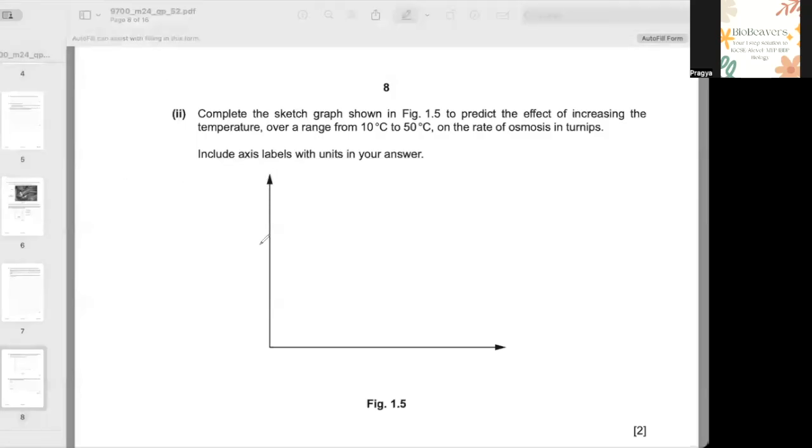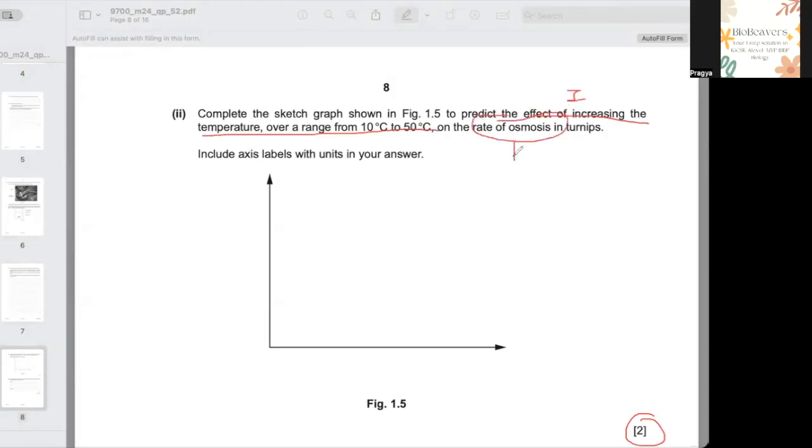Coming back, this is a two marker, as I had clearly told you. When we are talking about a two marker, 1 mark, as I mentioned in my previous videos, is about labeling the axis. So repeating again, we have effect of increasing temperature. This is our independent variable.